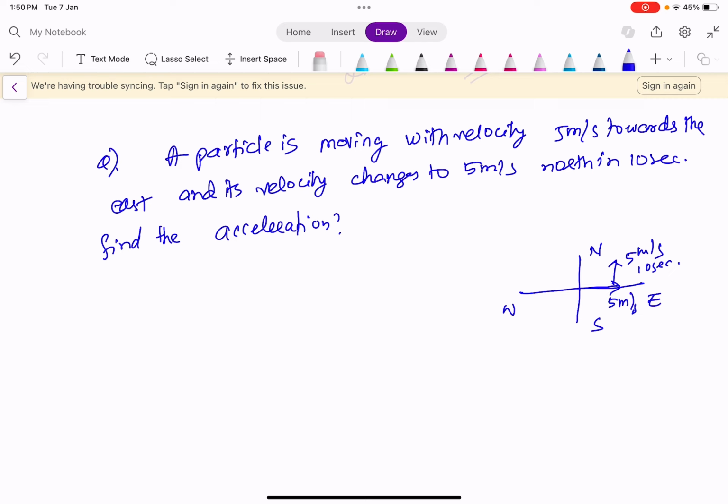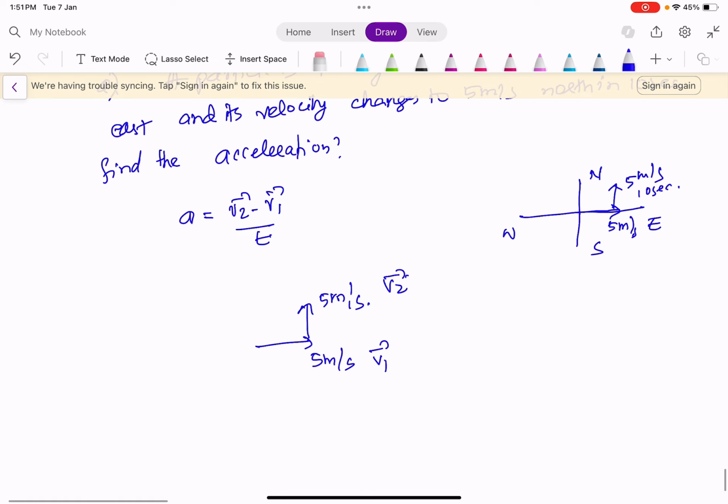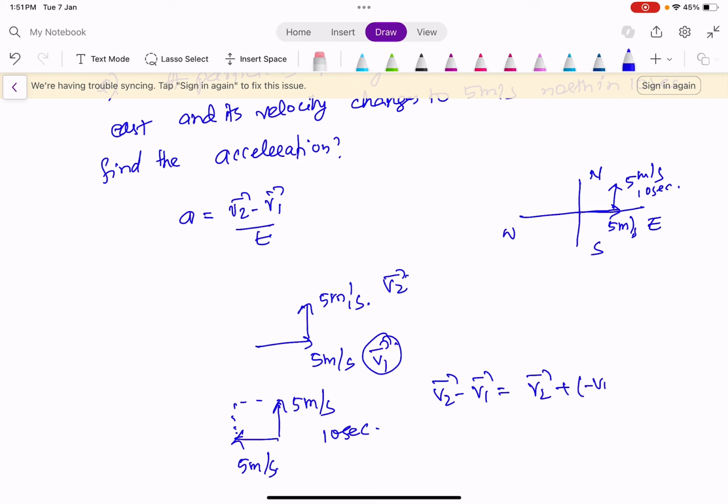Find its acceleration. Acceleration is, as I told, v2 minus v1 by t. So the first vector is like this, 5 meter per second east, then the second vector is 5 meter per second north. So this is v1, this is v2. So v2 minus v1, so we need to negate v1. If v2 is towards the right, minus v1 will be like this. The change happens in 10 seconds. So v2 minus v1 means v2 plus minus v1. This is what we have done.